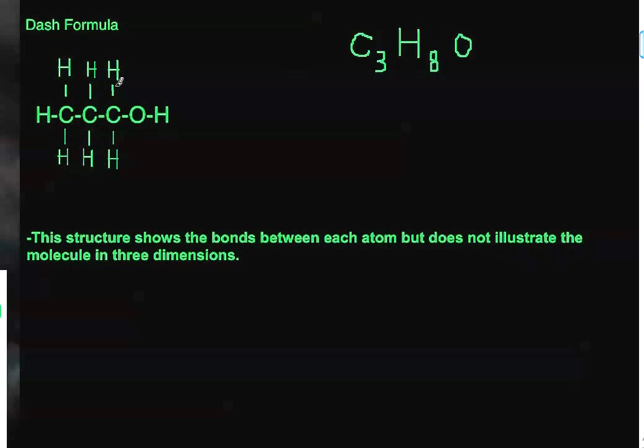First, we have the dash formula. This is a very basic formula that illustrates the molecule in a two-dimensional manner. Now this structure just simply shows all the atoms present and the bonds between them.